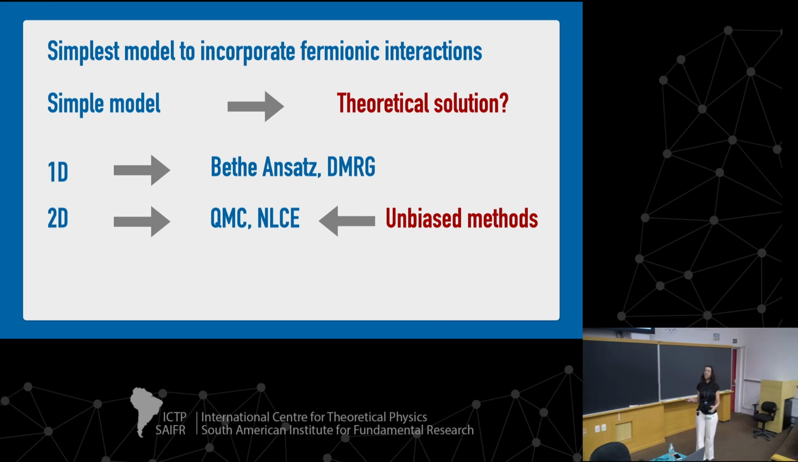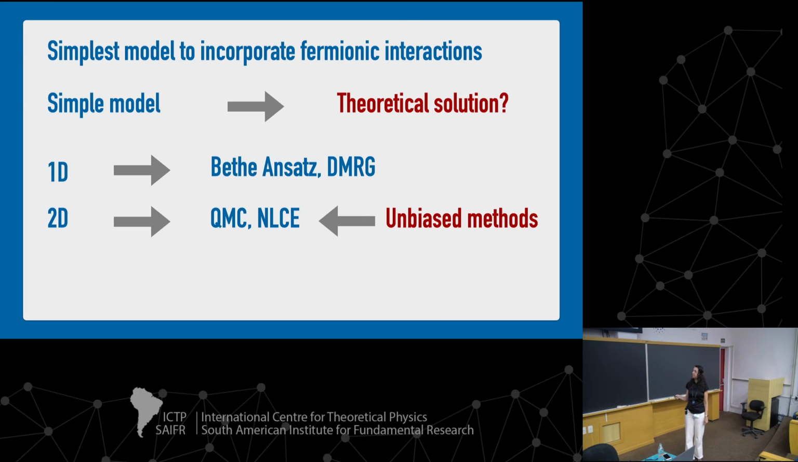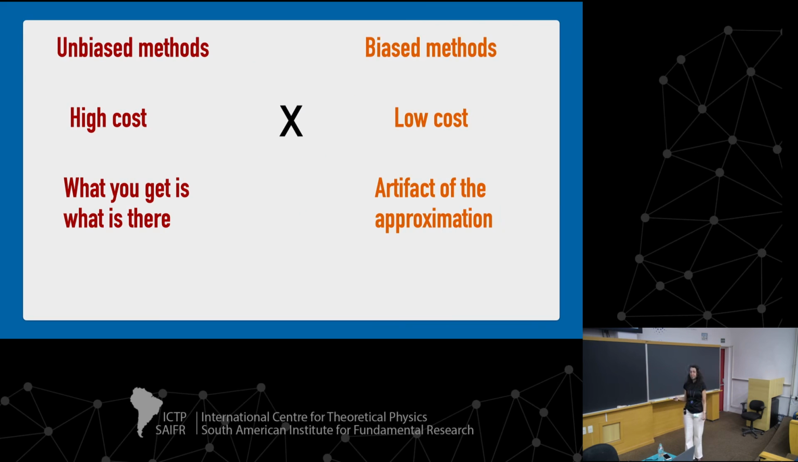And in 2D and higher dimensions, the unbiased methods are quantum Monte Carlo, which has a fairly big number of people in the world doing it, and numerical linked cluster expansion, which has like half a dozen people doing it because it's very complex. But these are the unbiased methods. And I want to discuss a bit the difference between unbiased methods and biased methods, because I think it's really important, and people usually don't think much about it. So when we are using one of these unbiased methods such as quantum Monte Carlo or the DMRG or exact diagonalization or NLCE, it has a very high computational cost.